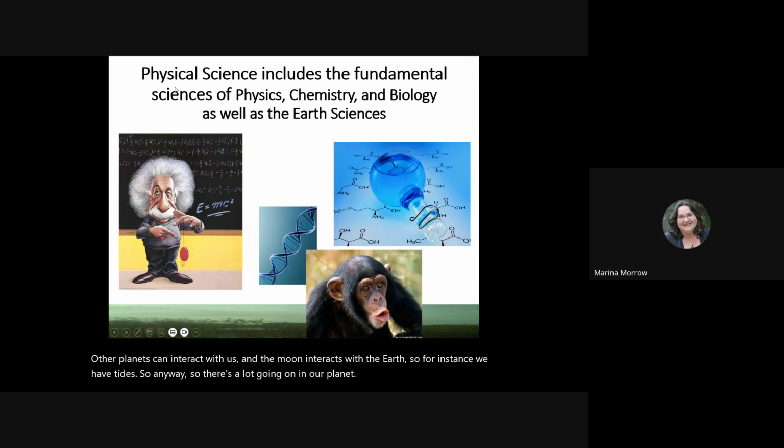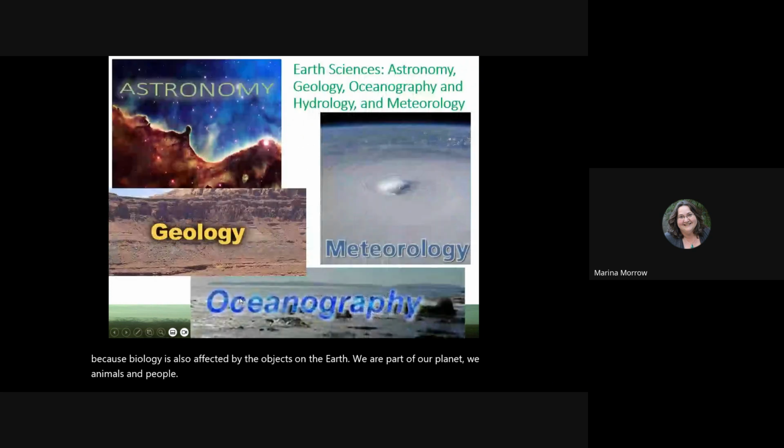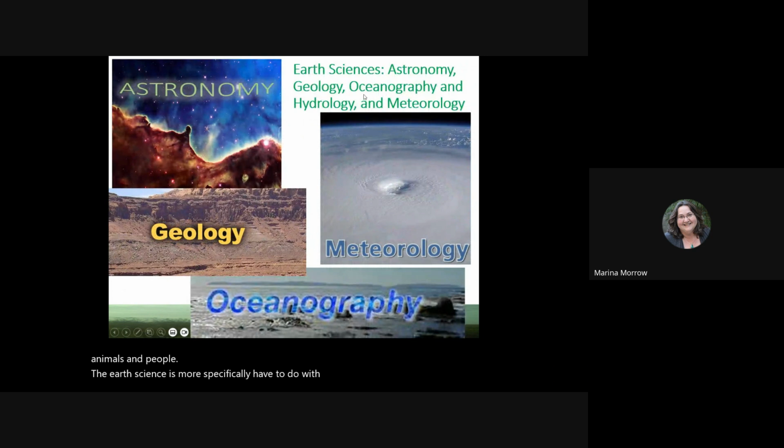All right, now physical science, we often will have to go in and look at some of the fundamental sciences, such as physics and chemistry. Now, we've thrown biology in here because biology is also affected by the objects on the earth. We are part of our planet, we animals and people. The earth sciences, more specifically, have to do with astronomy, geology, oceanography, and hydrology, so fresh water, and also meteorology, which is weather and atmosphere. So we'll be looking at each of these.